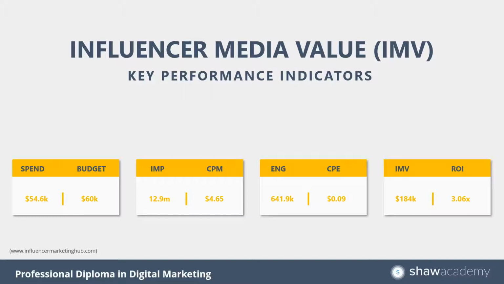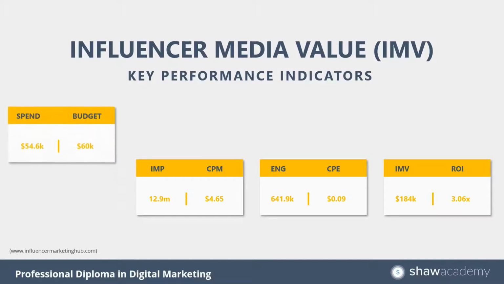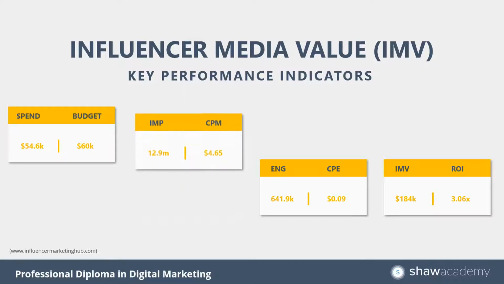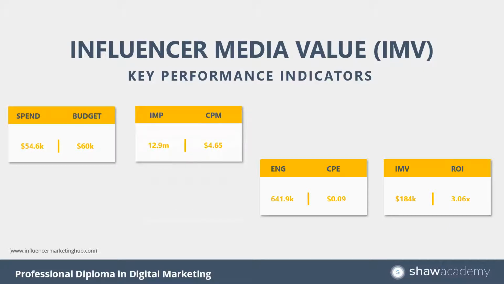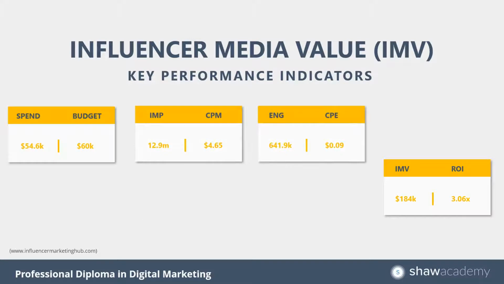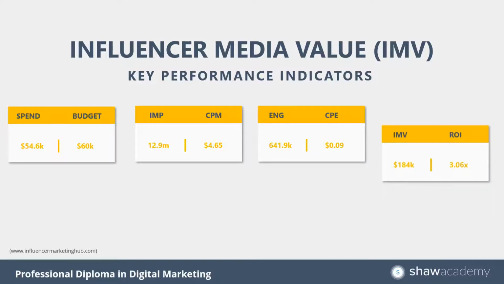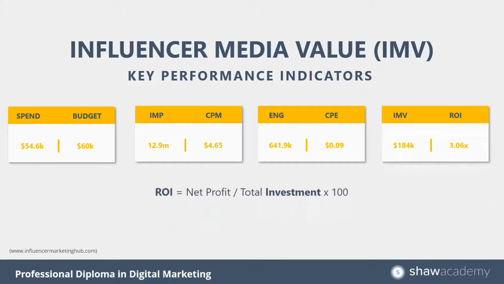Let's say you ran an influencer campaign, spending $54,600 of your budget of $60K. This is what you paid the influencer or influencers, and it includes the cost of creative, so images, copywriting, as this is something the influencer would handle as part of their fee. Now, during this campaign, you received 12.9 million impressions and 641,900 engagements. Had you run this campaign through paid media channels, it would have cost $184,000, and this is excluding paying for content and creative design.